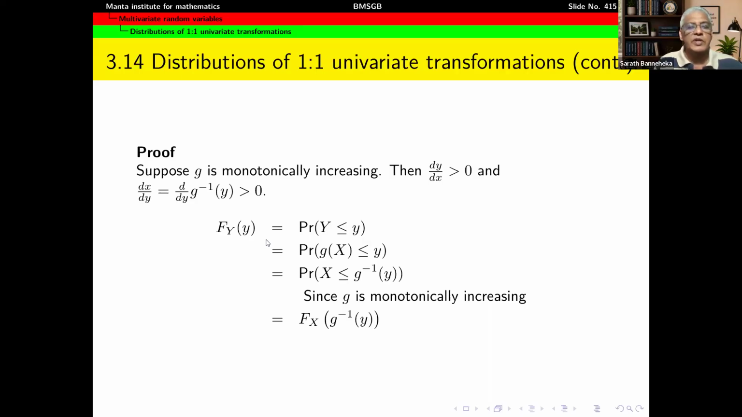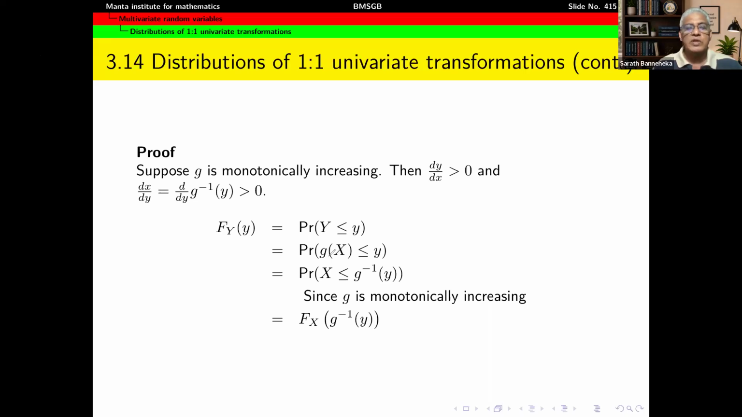Now, let us try to derive the cumulative distribution function of Y, and then we will take the derivative of that to get the density function of Y. By definition, the cumulative distribution function of Y evaluated at some value y is the probability that Y is less than or equal to y. That can be written as the probability that g of capital X is less than or equal to y. Notice here capital Y is a random variable, capital X is a random variable, and y is just a real number.